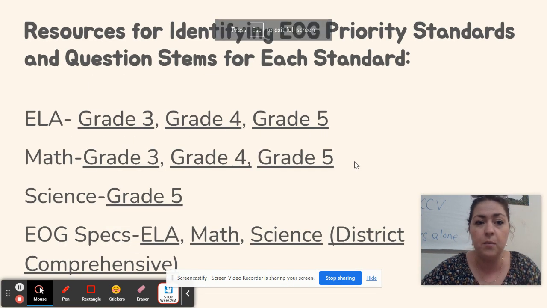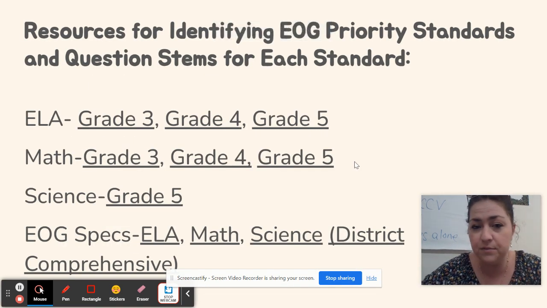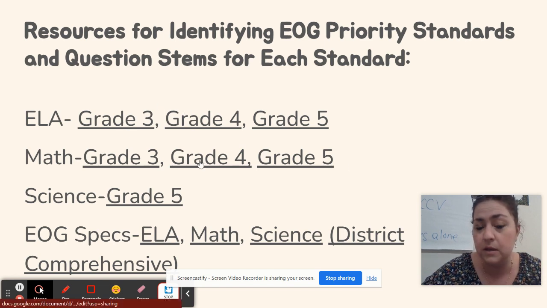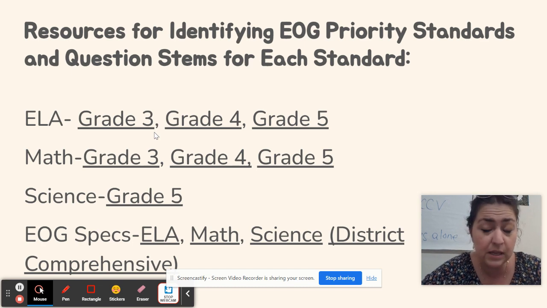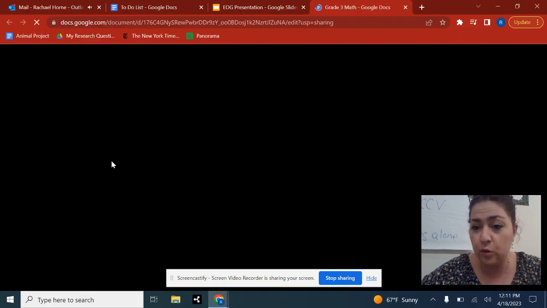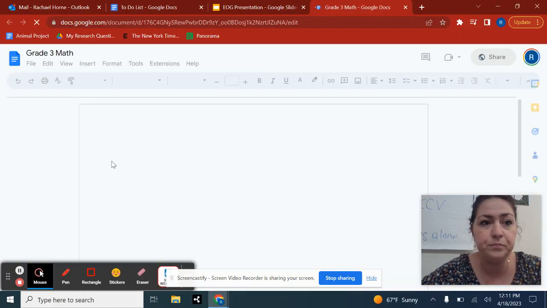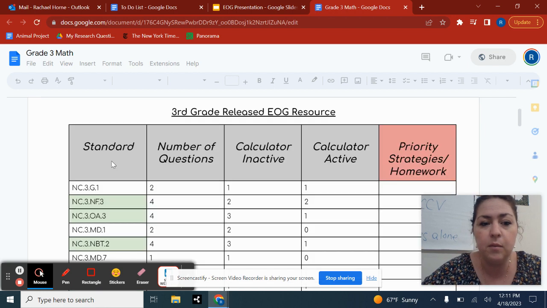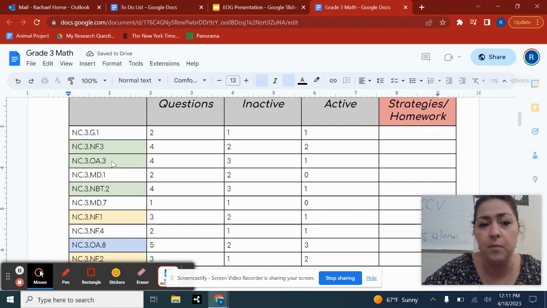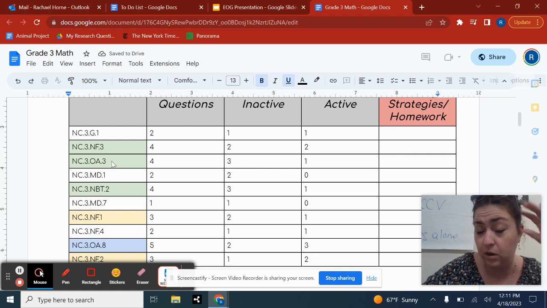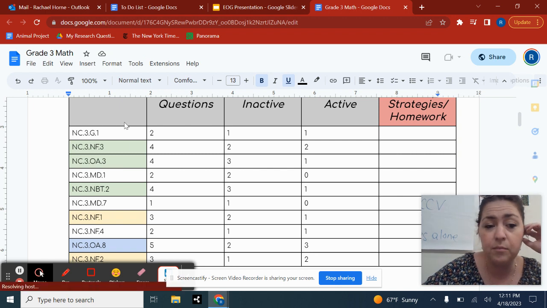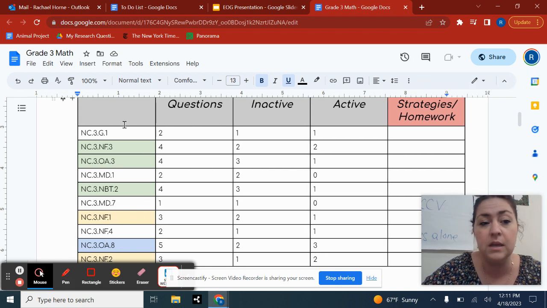On this very first slide, what you're going to find are hyperlinked documents for the priority standards, and all of this is based on the released EOGs. I'm going to give you a visual example. Let's say third grade math, for example. You will see here every question on the released EOG. This is the way this works.